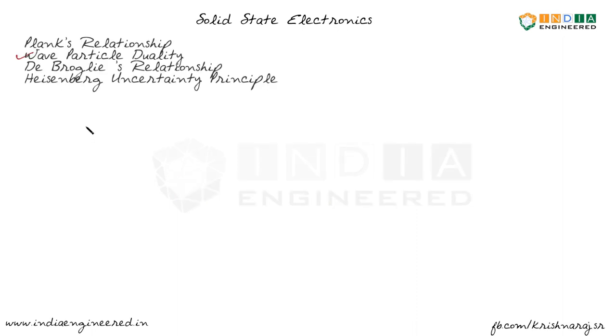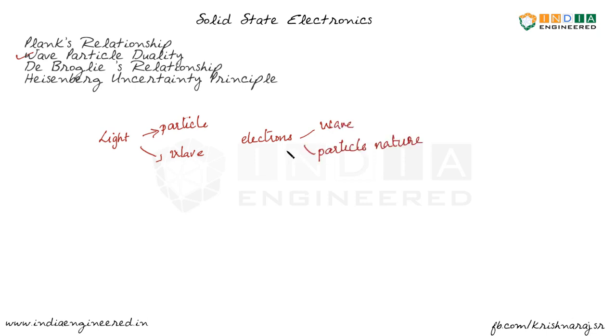We will discuss wave-particle duality. Some properties of light could be explained when considering it as a particle, and some others could be explained when we consider light as a wave. It was found that similar to light, even particles like electrons have wave nature as well as their own particle nature. So all we need to know is that electrons have both wave nature and particle nature.